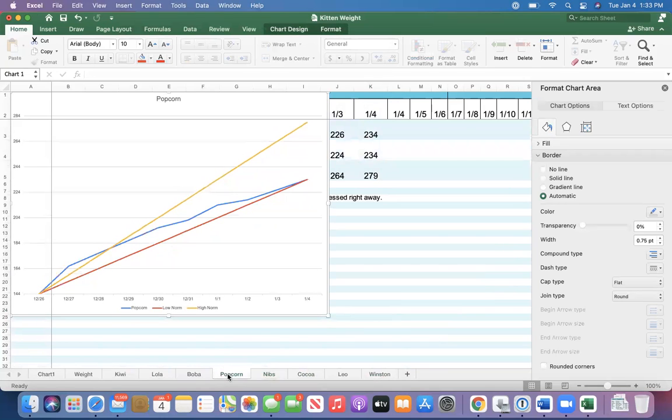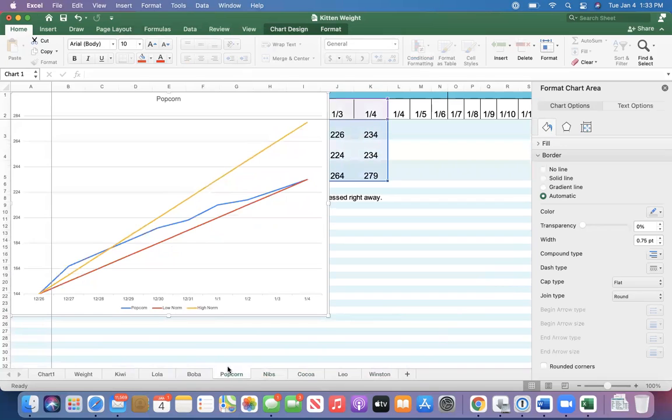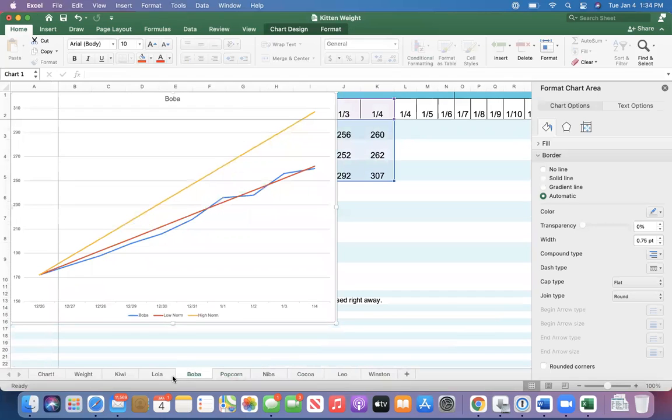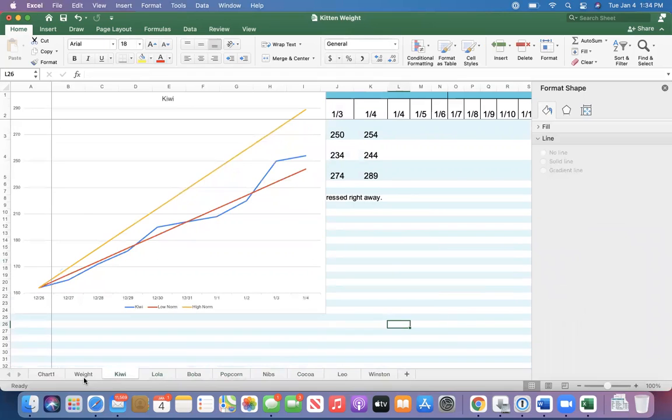And the rest, like Nibs, you could try to get Nibs to catch up. Popcorn is trending down, but still stayed within the normal. Boba riding the line, but doing good. Lola's doing great. Kiwi's doing great. And you are doing great, my friend.